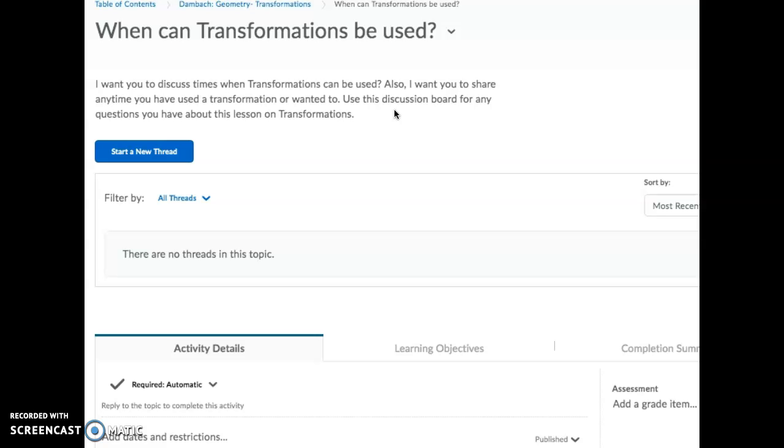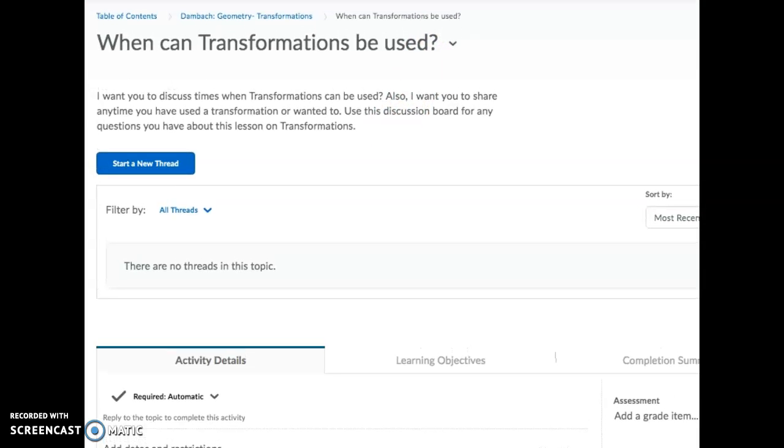And then as well, I put, as I would with any discussion board, to use this discussion board for any questions you have about this lesson on transformation, so that I'll be able to interact with my students and help them out in any way that they're lacking, in case I am lacking in any way in this lesson, to explain something more deeply or in a different way for a student to understand.